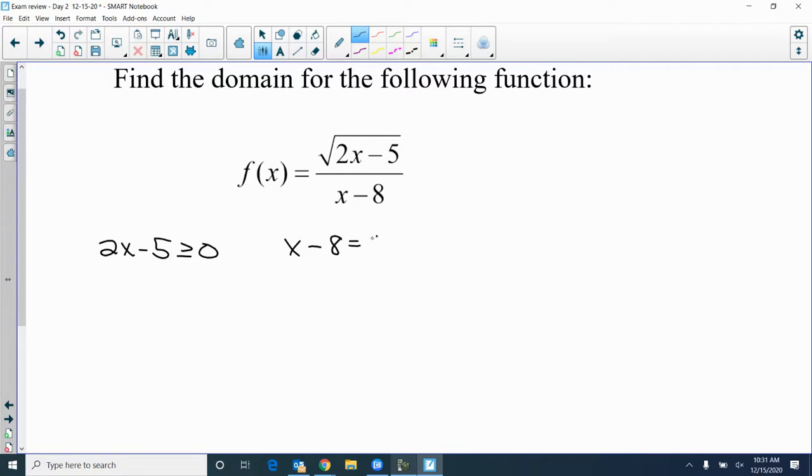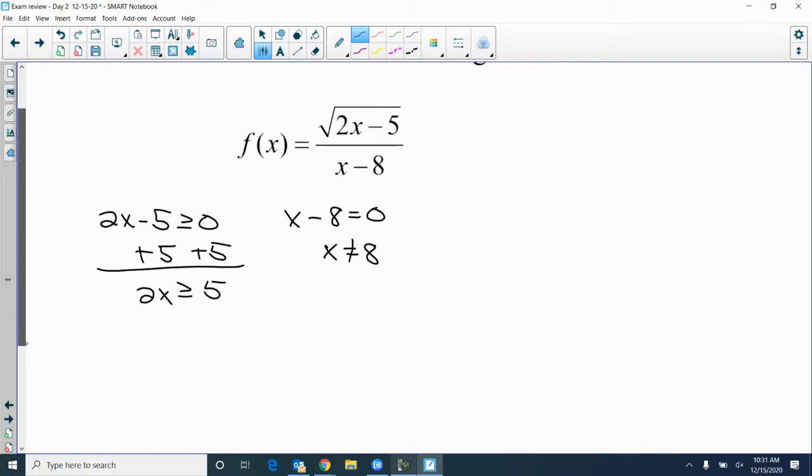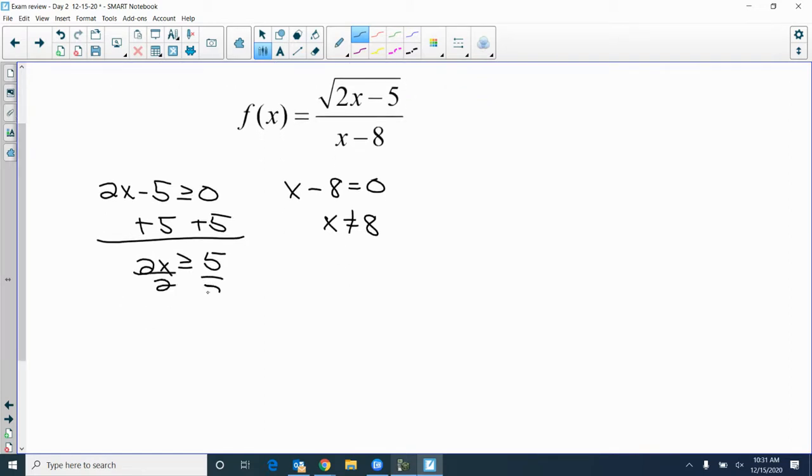So x minus 8 equals 0 where x equals 8. Throw that out. Okay, simplify this to get x by itself. I get 2x is greater than or equal to 5. Divide by 2. I get x is greater than or equal to 5 halves.